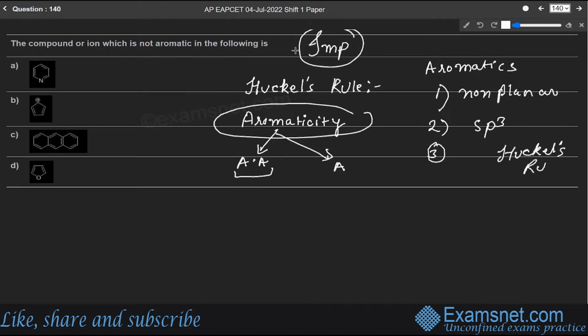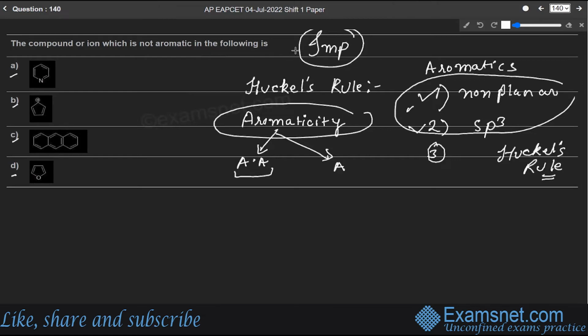That means cyclic conjugation must be there. So these first two conditions always fit into the system, and that is aromatics. You can see option A, option B, option C, option D, all are non-planar as well as sp3 hybridized. So these first two options aren't that important. Every question on aromatics generally follows this trend.